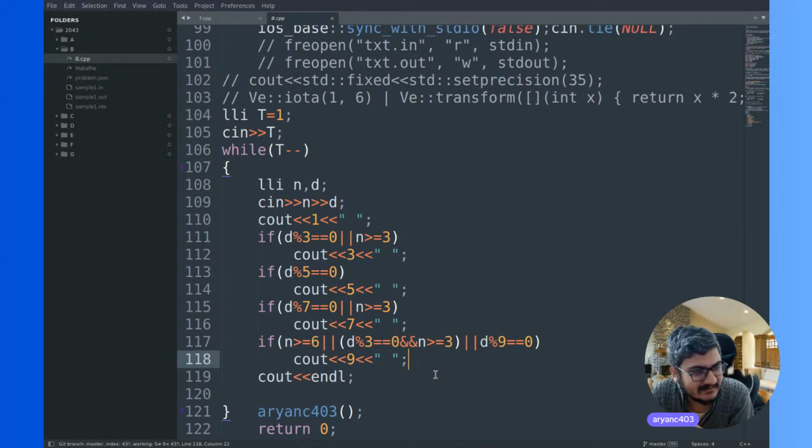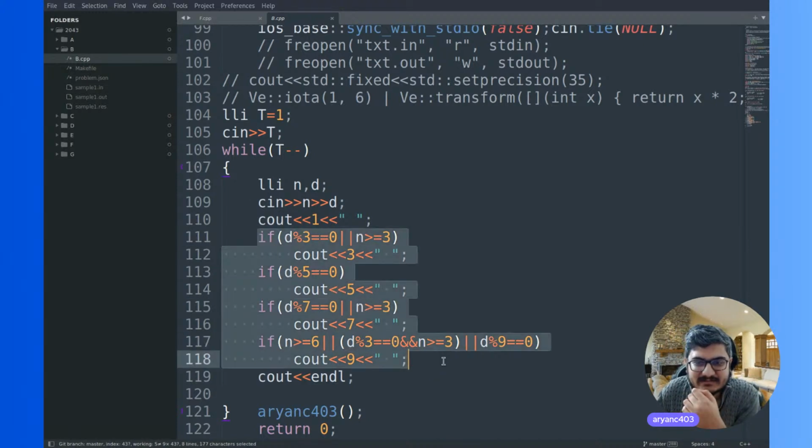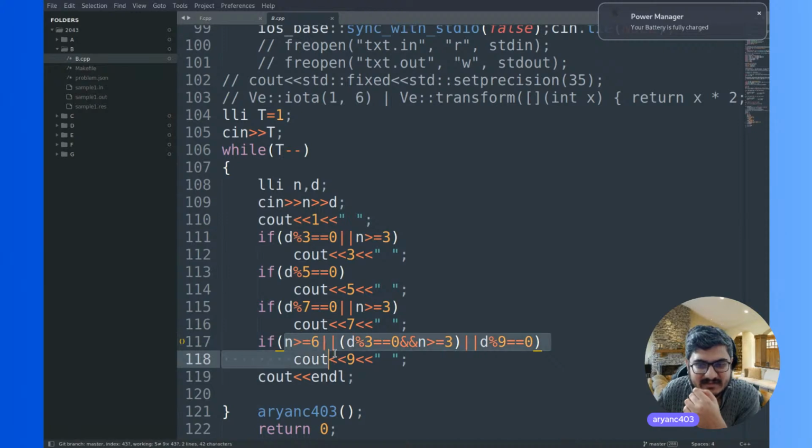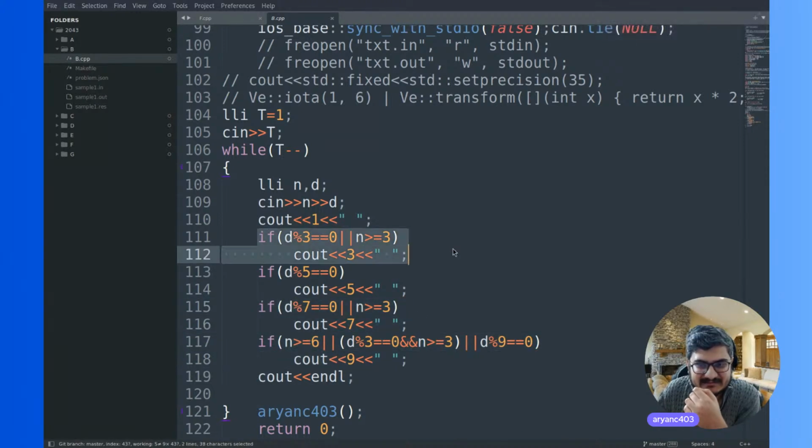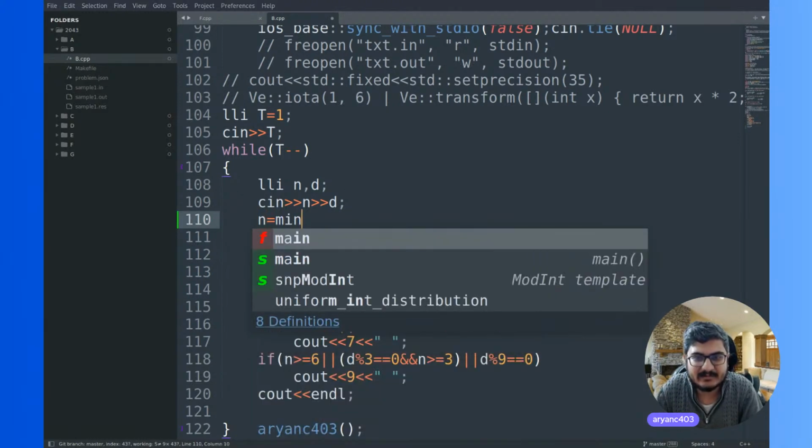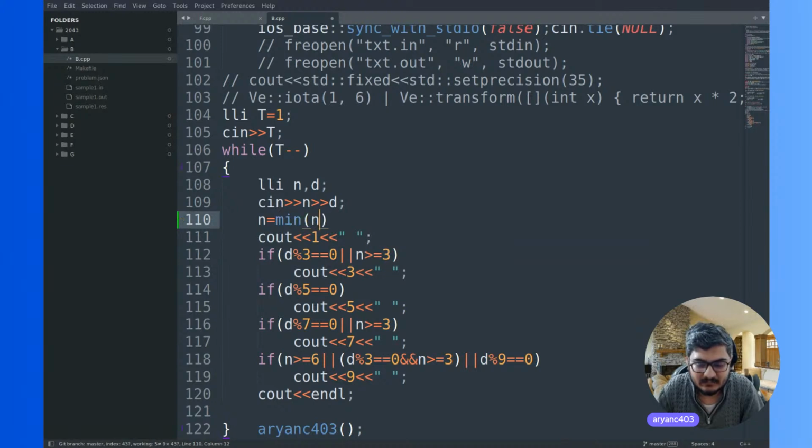And another lazy way to do it over here is probably to notice that whenever n is greater than or equal to 6, the answer does not change here. Answer does not change here as well. That's why you can probably replace n with the minimum of n and 6 and call it a day. That was another idea.